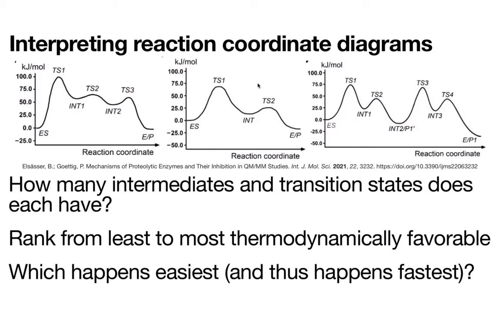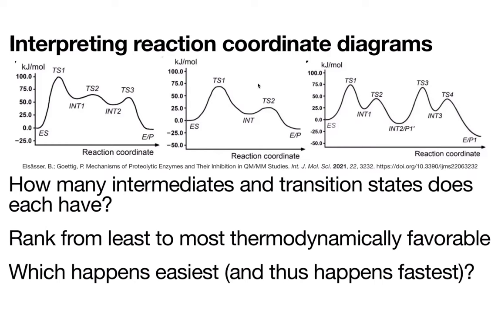Try to answer the following questions. How many intermediates and transition states does each have? Rank them from least to most thermodynamically favorable, and tell me which happens easiest and thus fastest.